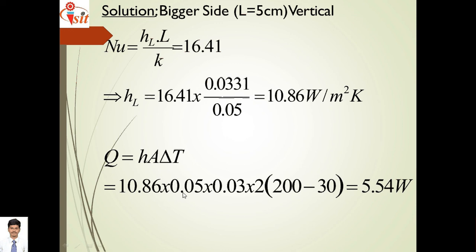Area is 0.05 into 0.03 as it is rectangular, and 2 into (200 minus 30), that is both sides' temperature difference is considered. So Q is equal to 5.54 watt. This is the heat transfer rate from the bigger side.